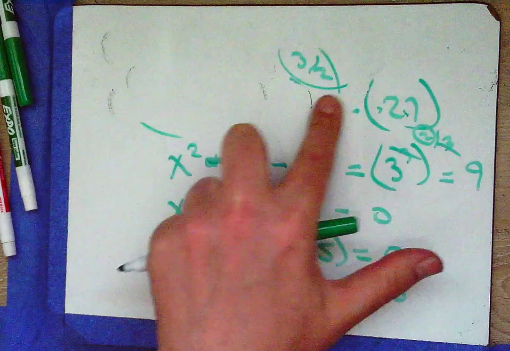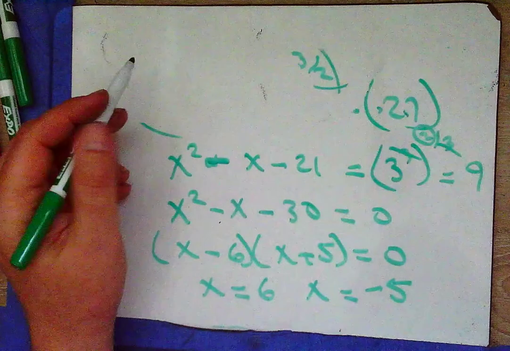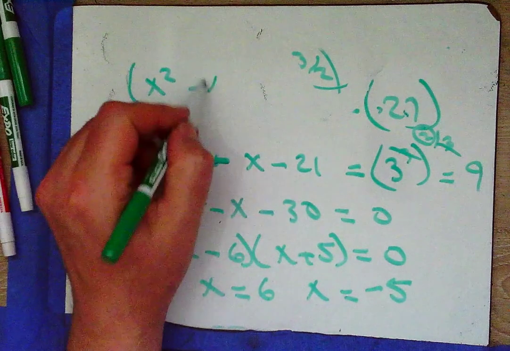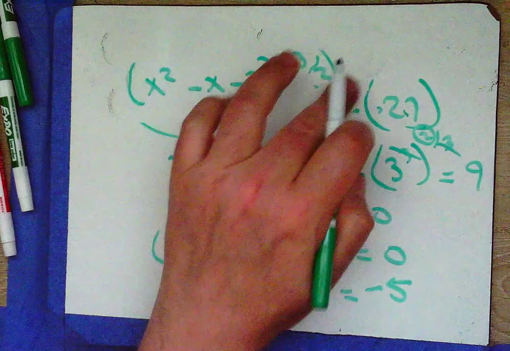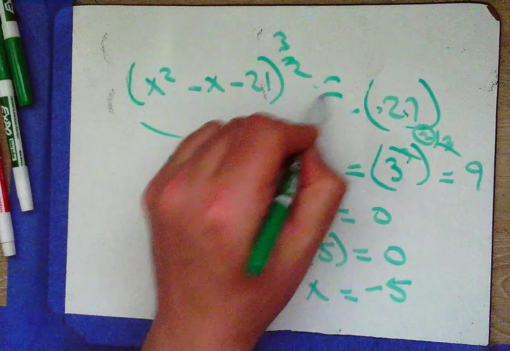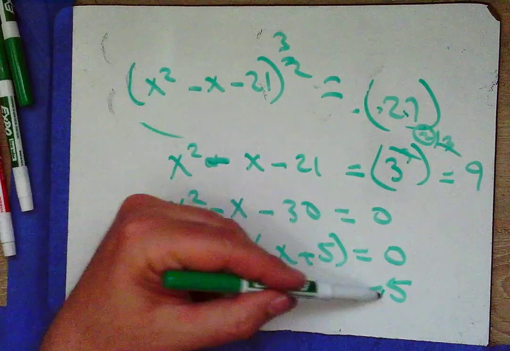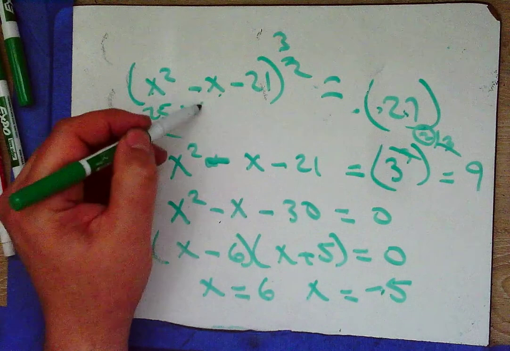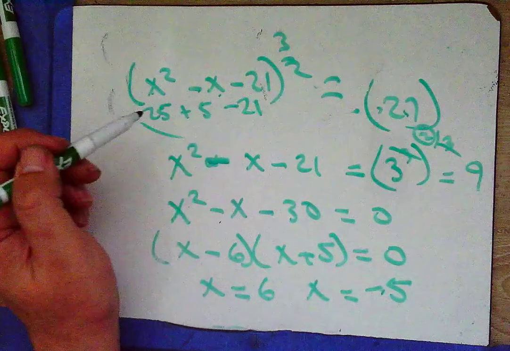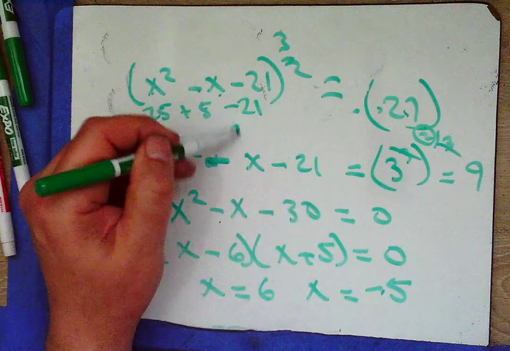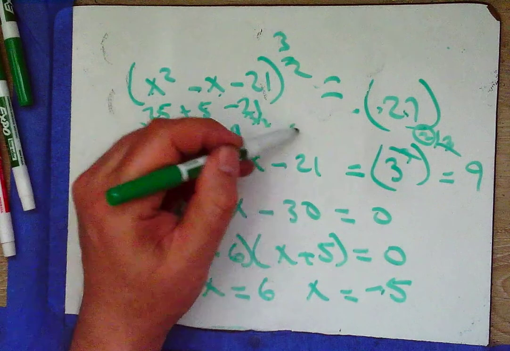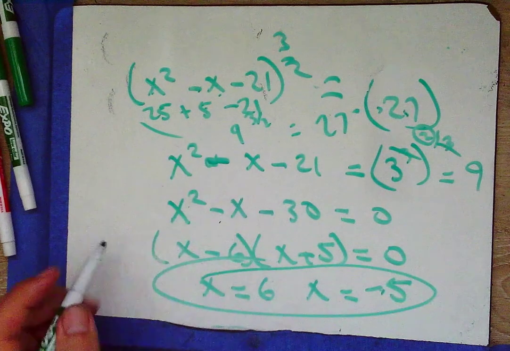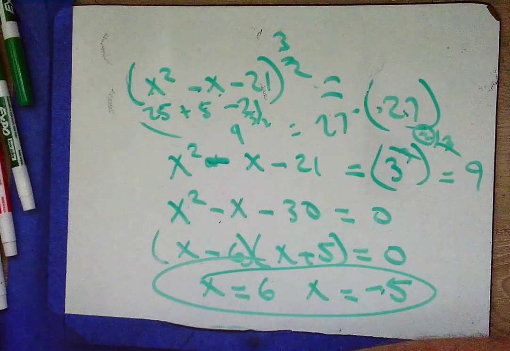What about that second solution, negative 5 that we had? Remember, our original equation was x squared minus x minus 21 raised to the 3 halves equals 27. So if I plug a negative 5 in here, I'm going to get 25. Negative 5 times negative is plus 5 minus 21. So 30 minus 21 is 9 to the 3 halves equals 27. And yes, it does. Both of these work.